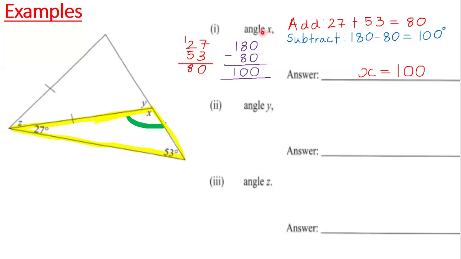Why do we subtract it from 180? Why do we use 180 to subtract it? Because that's what the triangle adds up to. Very good. Because the sum of the angles adds up to 180 degrees. That's all. Very good.